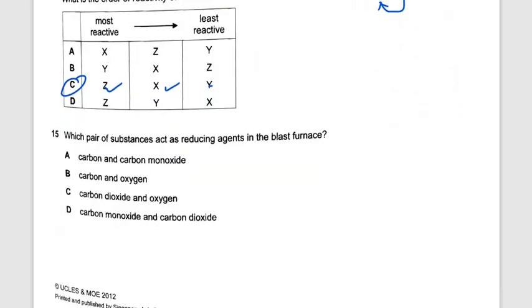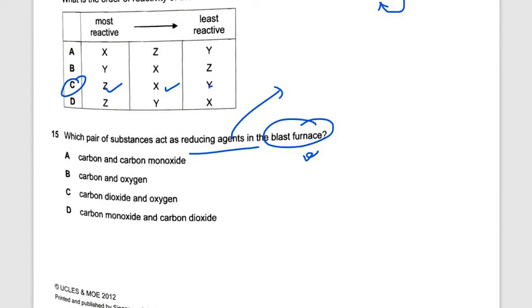Now question 15, which pair of substances are reducing agents in the blast furnace? Very demanding question. What is a blast furnace? A blast furnace is an equipment, a big setup where the metals are extracted from their ore. For example, from hematite we get the iron. Now what is a reducing agent? Reducing agents are the agents which help something to reduce.